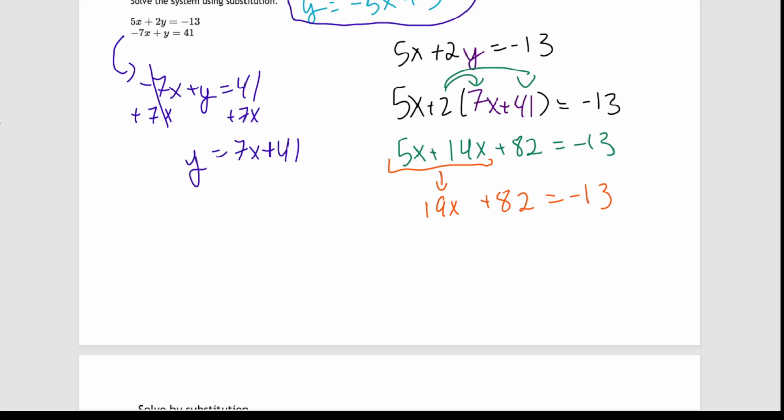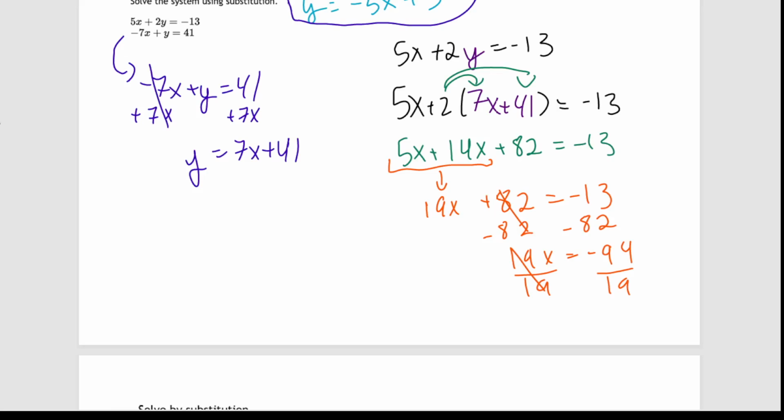I want to keep on going, so I need to move all constants to one side, all variables to the other. The left-hand side currently has a variable and a constant, while the right-hand side is only a constant. So the right-hand side is a good candidate to go ahead and subtract 82 from both sides. That gives us 19x is equal to negative 94. Then I want to go ahead and divide both sides by 19 in order to get x by itself.